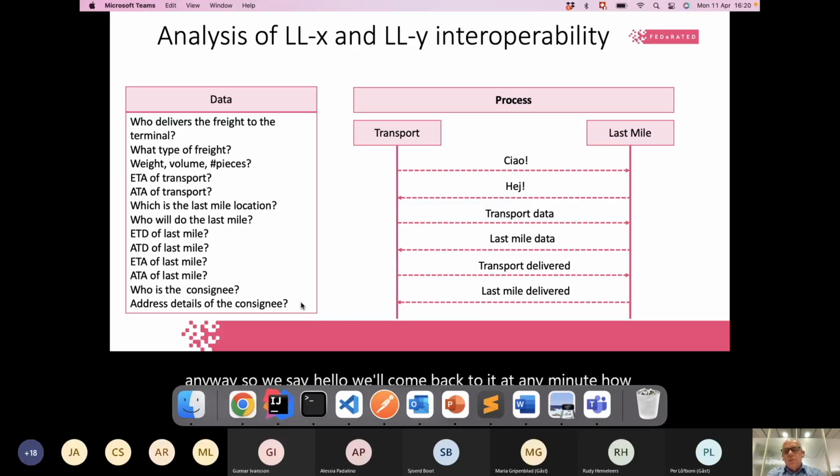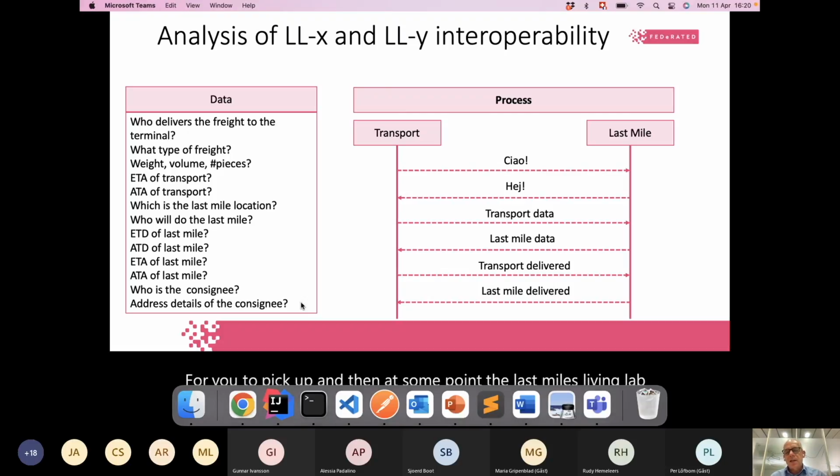And so the transport lab says, okay, I've got some transport data for the last mile. Here it is. And then the last mile says, that's great, we can do something with that, and this is how we will deliver our services. And they give some data back to the transport living lab. Once they have agreed on all of that, at some point the transport living lab will say, look, freight is being delivered to your terminal or to your hub, for you to pick up. And then at some point, the last mile living lab will say, fine, I got it. It's been delivered. Here are the details.